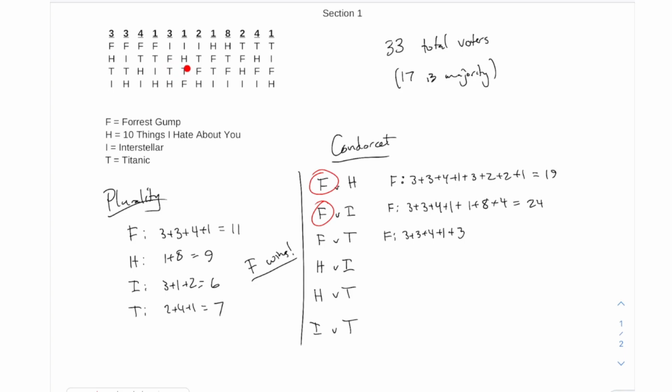Next, T is above F, T is above F. F is above T here, which is 1 more. And then T is on top on all the other ones, so that's it. This would be 10, 11, 14, 15, which is not enough to win, so that means T wins this comparison, all right? Because 15 is below the 17 you need to win here. All right, et cetera.